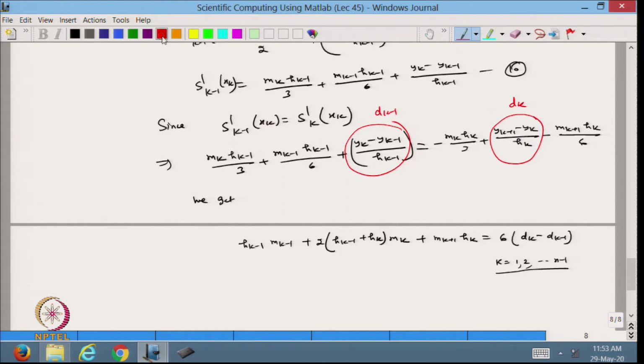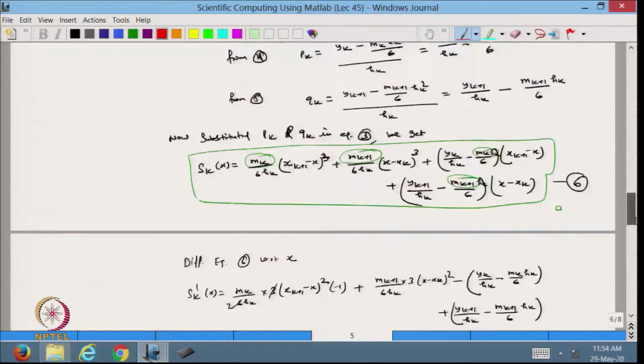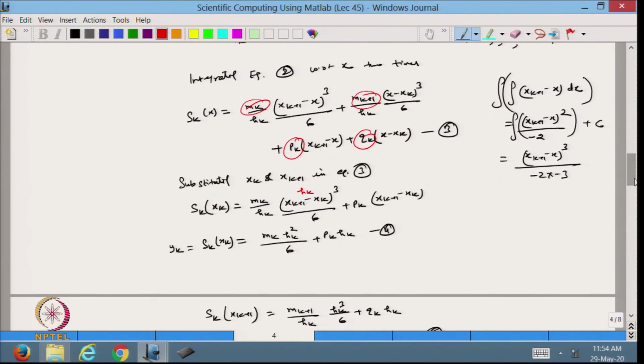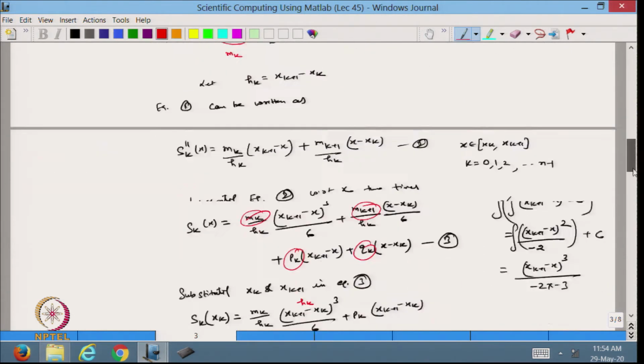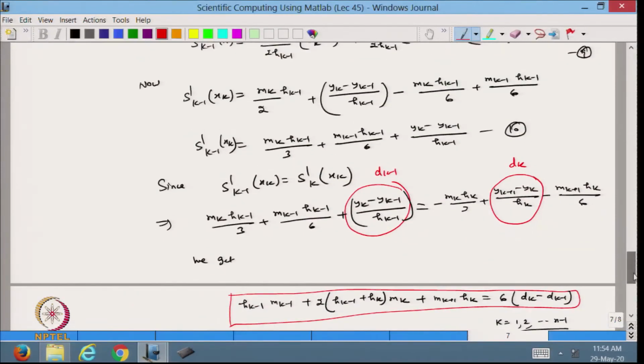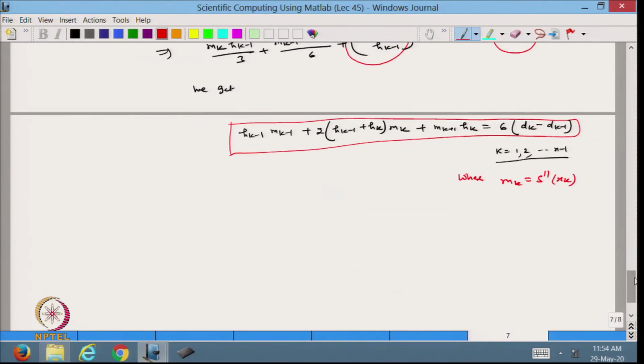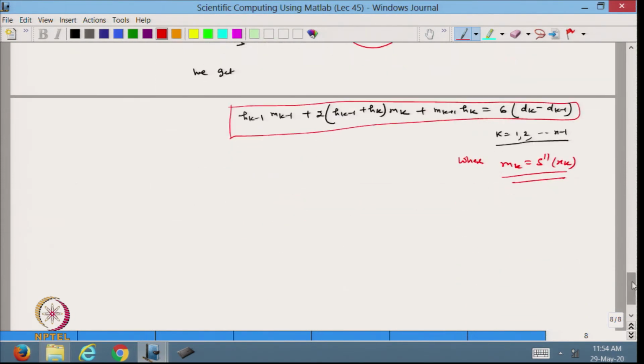So in the end I will get this expression, where my mk is the second derivative at xk. That we have defined. So this is my mk. So mk is the second derivative of s at xk. This is already defined. So that is my expression and I call it equation 11.